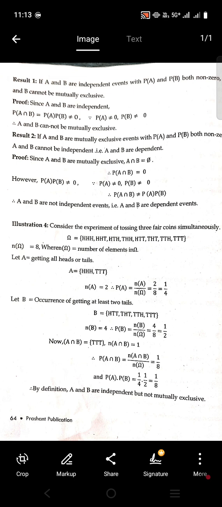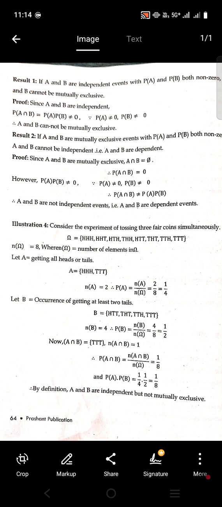that is, if A and B are independent events with probability of event A and probability of event B both non-zero, then A and B cannot be mutually exclusive. Here is the proof: since A and B are independent, probability of A intersection B equals probability of A into probability of B, which is not equal to 0, and therefore probability of A is not equal to 0 and probability of B is not equal to 0, and therefore A and B cannot be mutually exclusive.